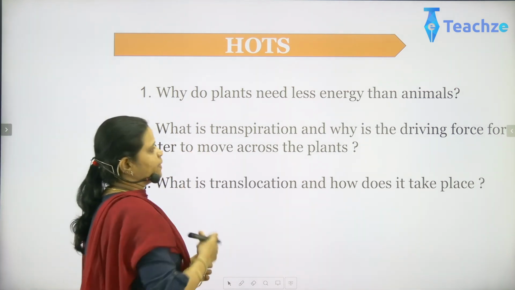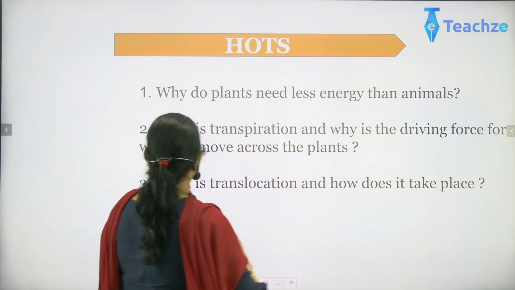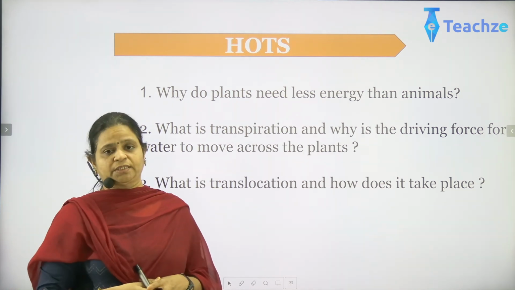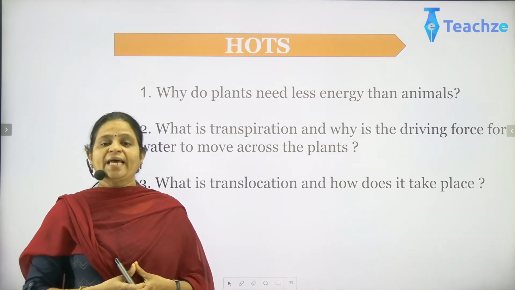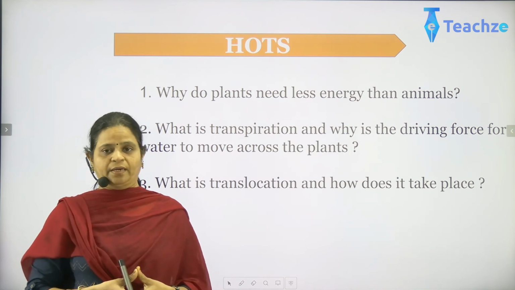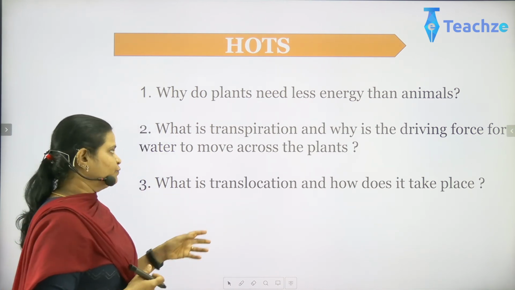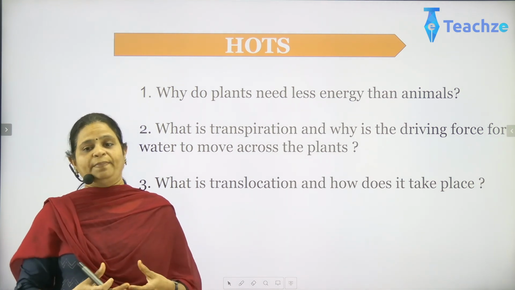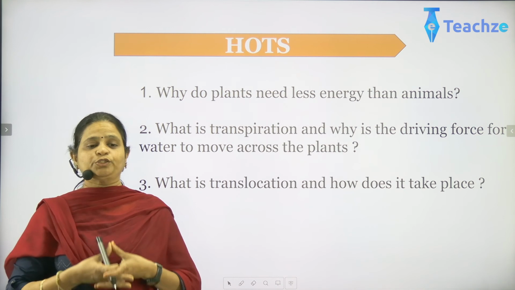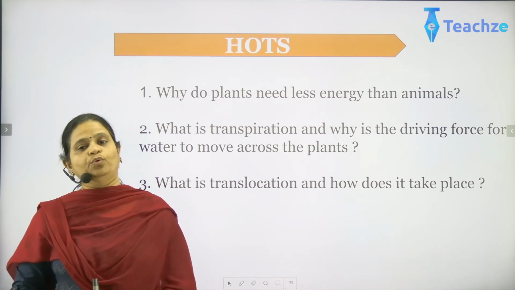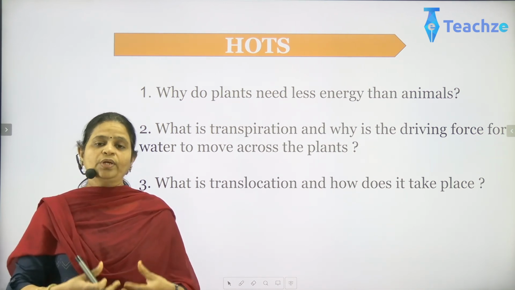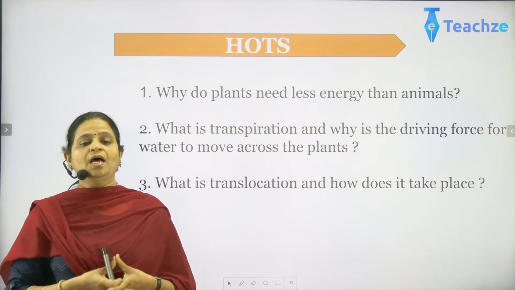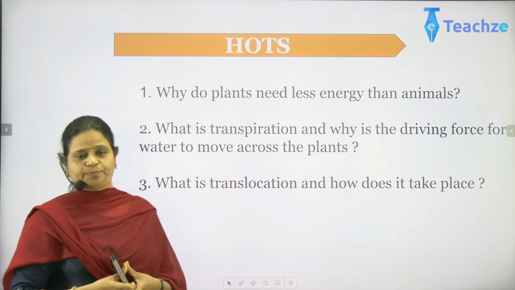Now, what is transpiration and why is it the driving force for water to move across the plant? Now, this transpiration is the loss of water, especially from the leaves through stomata. Now, why do we call it a driving force? Because unless the transpiration occurs, there will not be the purpose or the pressure to pull the water from the lower level to the higher level. Only when the water moves out through transpiration, water can be sucked up as a continuous column.